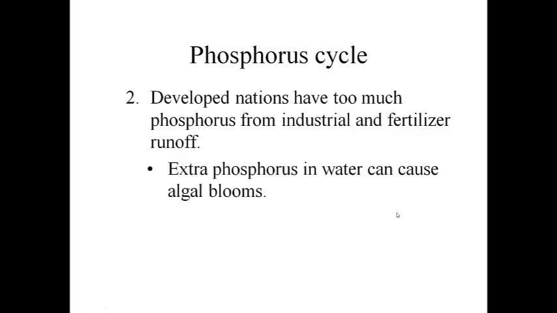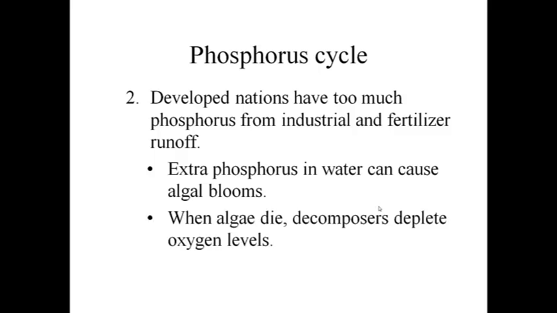Another issue with the phosphorus cycle is that developed nations have too much phosphorus from industrial and fertilizer runoff. That extra phosphorus in the water can cause algal blooms. This is what's happening in the Gulf of Mexico. When the algae die, the decomposers deplete the oxygen levels, and then the fish die from lack of oxygen.